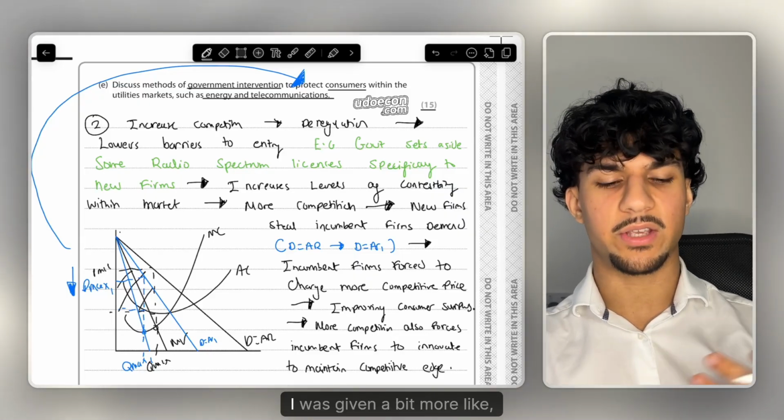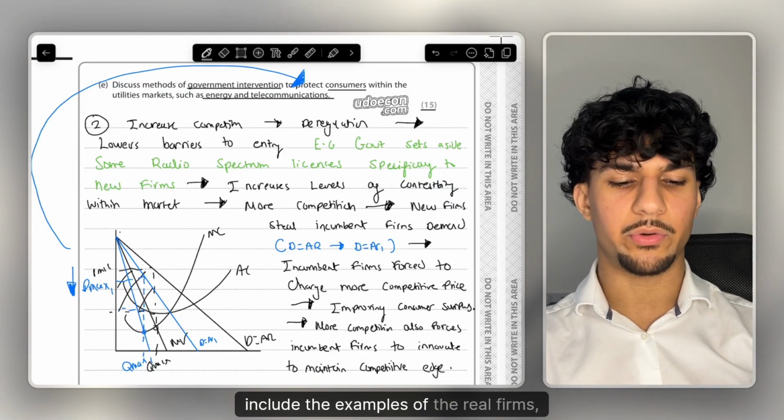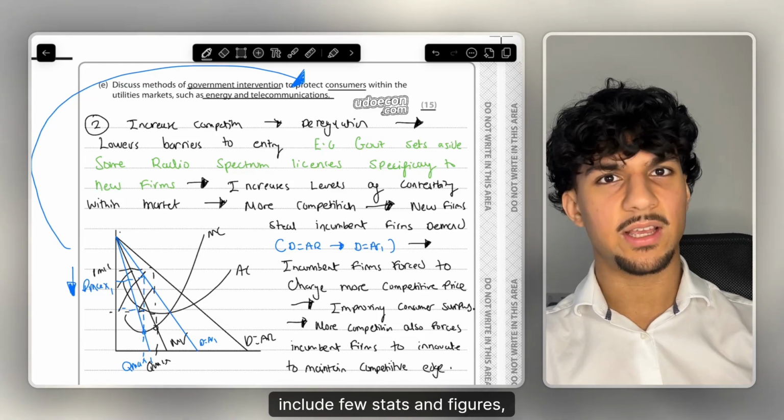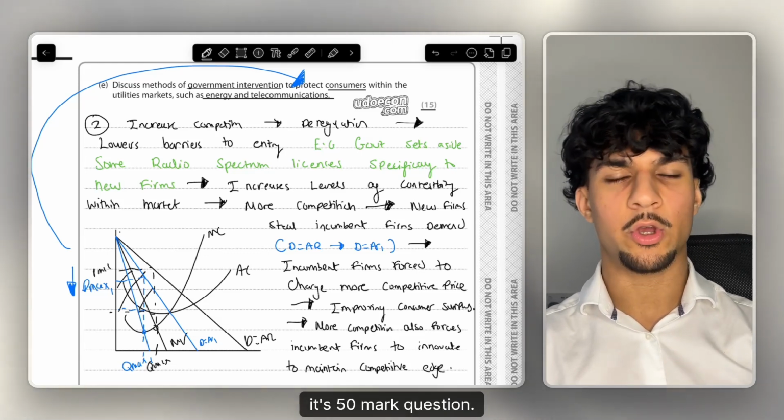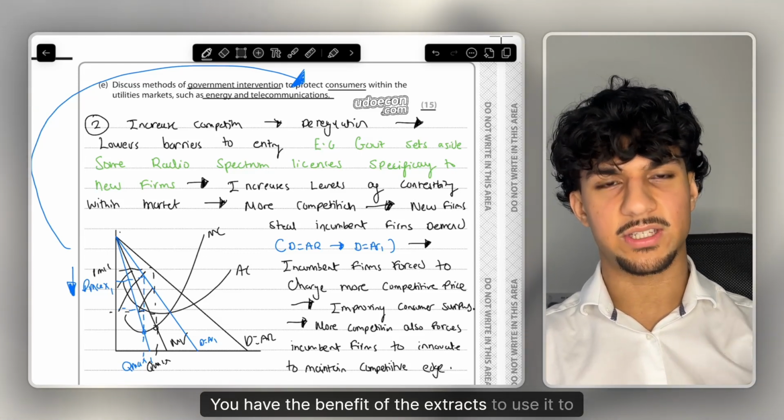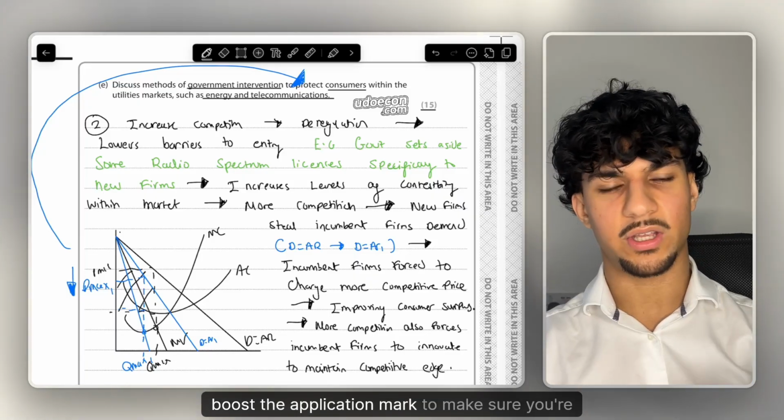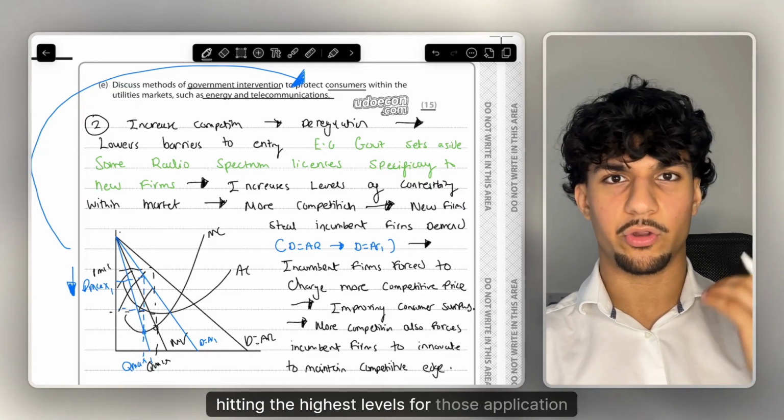Of course, when I was speaking, I was giving a bit more like include the examples of the real firms, include a few stats and figures, use the extracts. Of course, it's a 50-mark question. You have the benefit of the extracts to use it to boost that application mark, to make sure you're hitting the highest levels for those application marks.